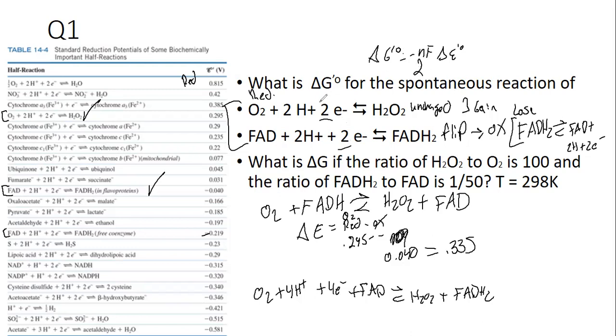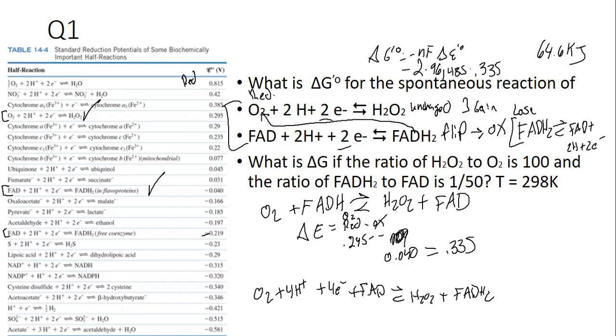Remember, what we're saying is that two electrons are going from FADH2 to O2. So even though these are half reactions, remember, we're combining them into one reaction. And when we do that, since we flip the second equation, the electrons cancel out. So when figuring out N, just read what's on there. Don't do any addition or multiplication. Faraday's a constant, 96485, multiplied by 0.335, negative, and that's how you get delta G naught prime, which, if I trust my math, was 64.6 kilojoules. So that's the first part of that problem.